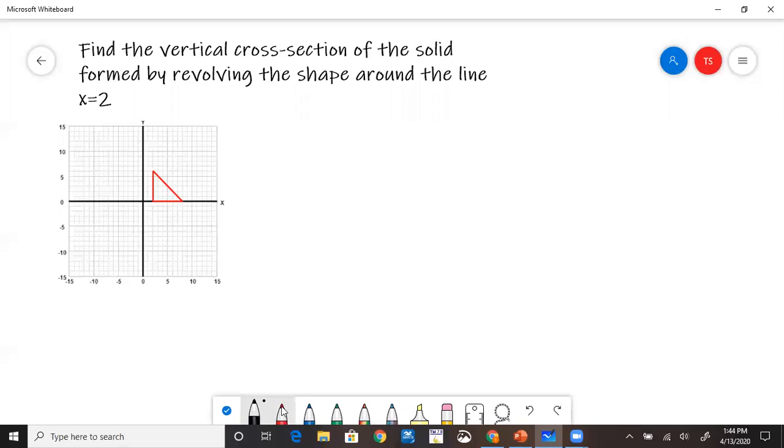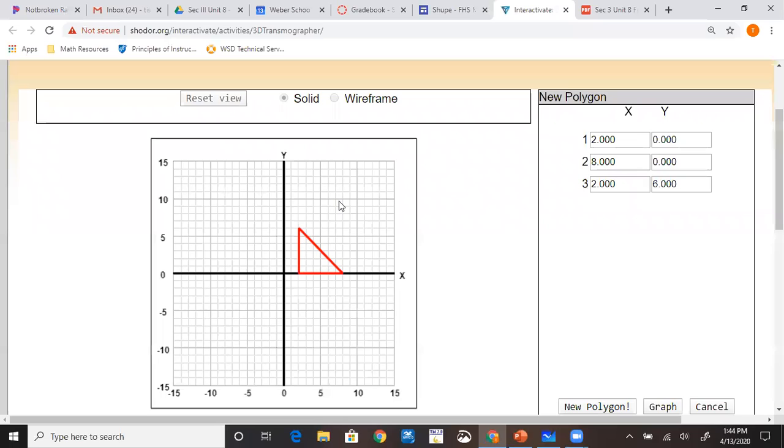So in order to do that, I want to find where x is equal to 2. And that's going to be this line right here. X equals 2 is this vertical line here. And we are going to be spinning this around to form a three-dimensional object around that line. Now, drawing that out isn't necessarily going to be the easiest thing to do, so I'm going to go to one of the resources that I gave you guys so that we can visualize what is happening there.